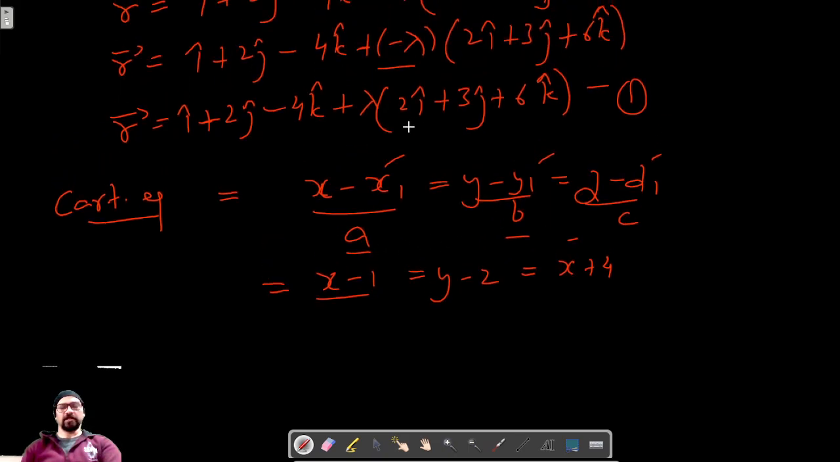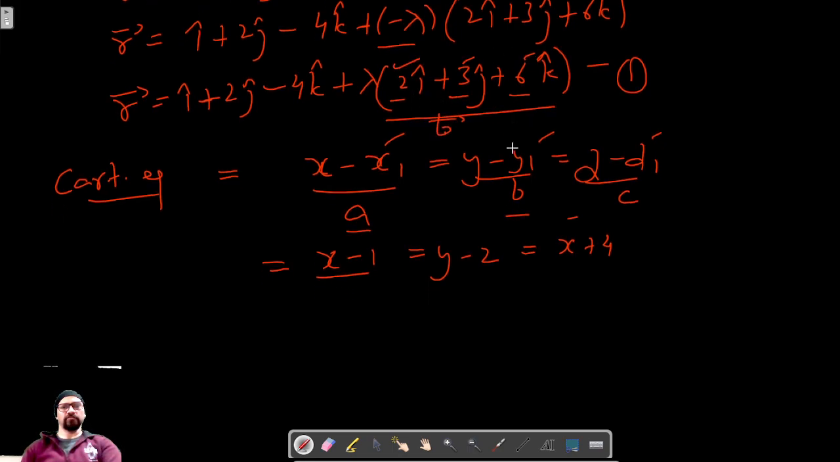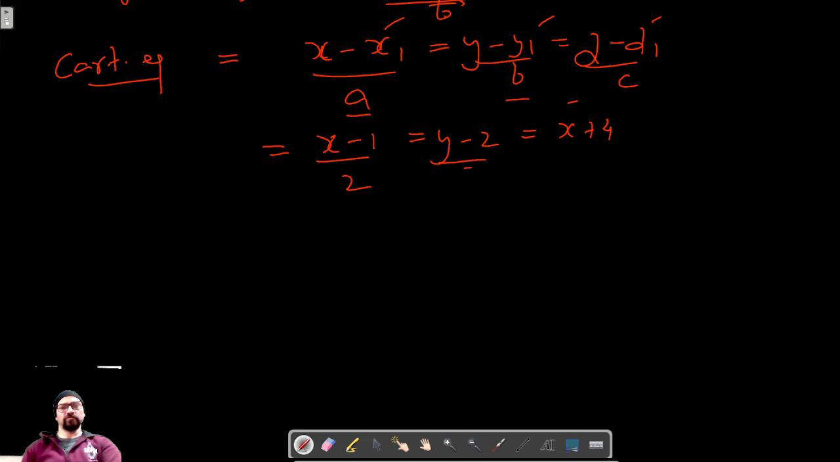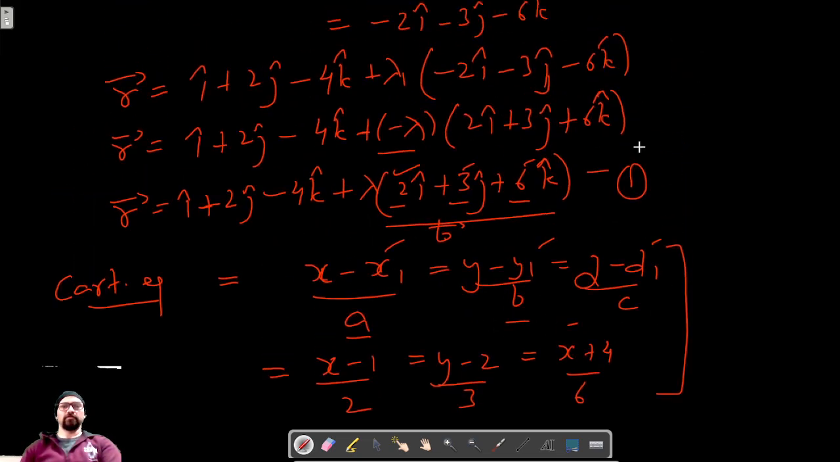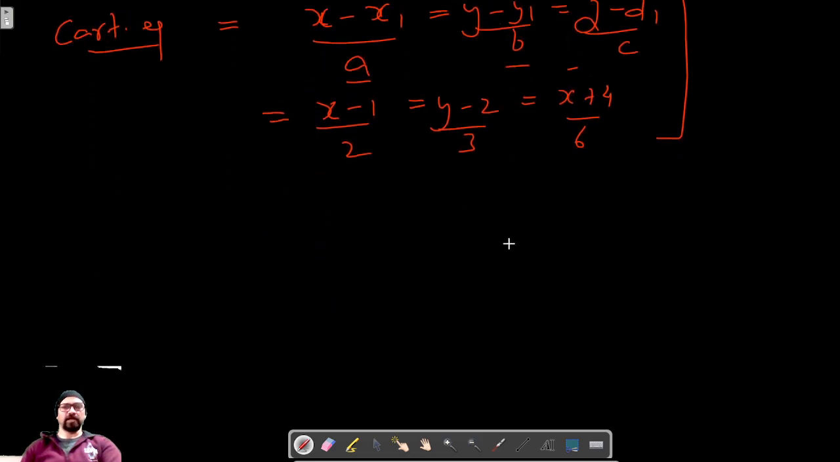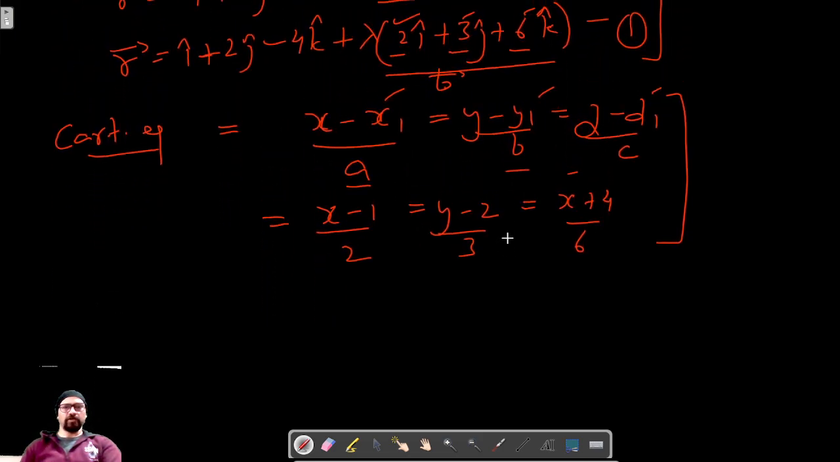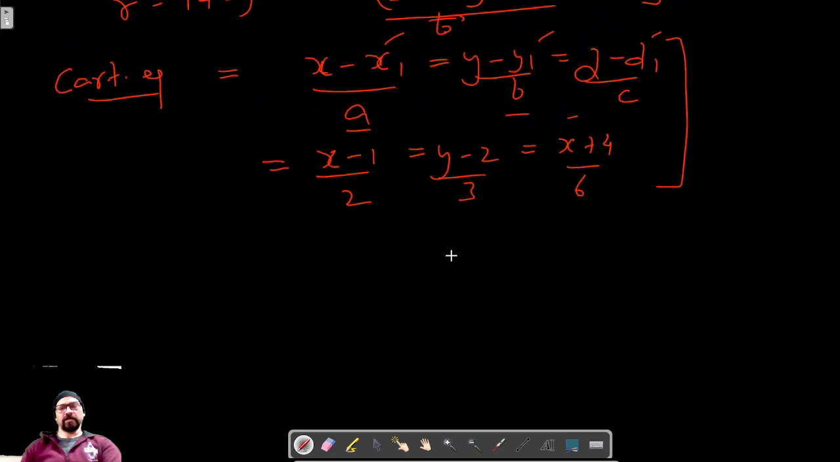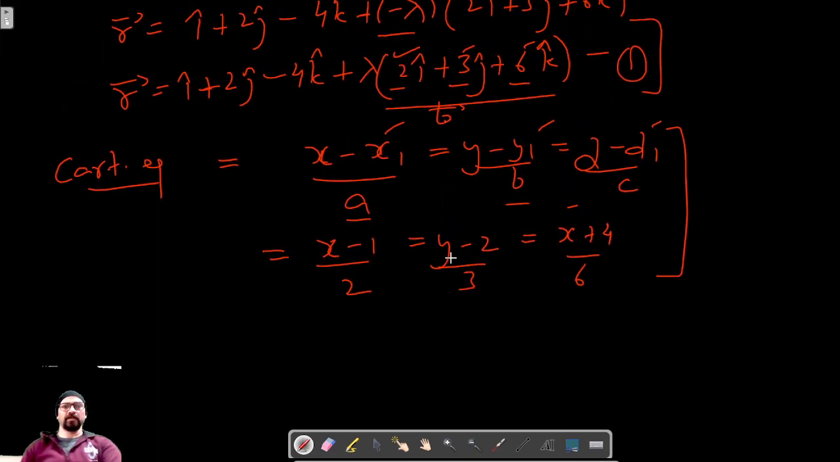Now a, b, and c are the direction ratios of the b vector. So this is our b vector and its direction ratios are 2, 3, and 6. So this is the Cartesian equation, and this is the vector equation of the line passing through the point and parallel to the line passing through the given points.